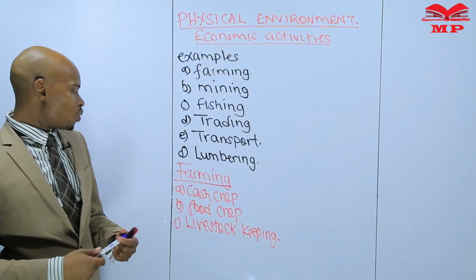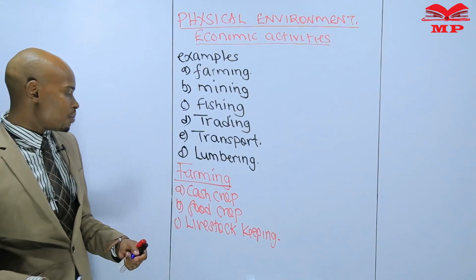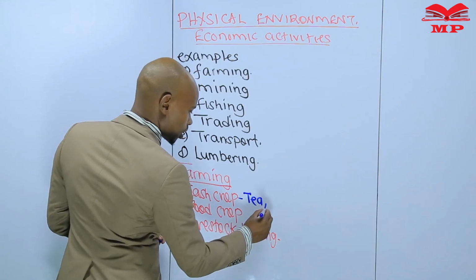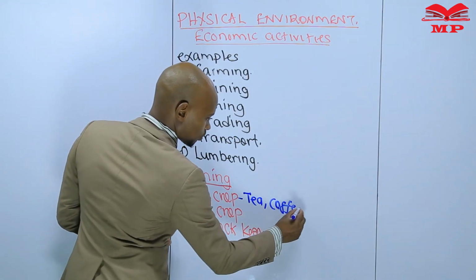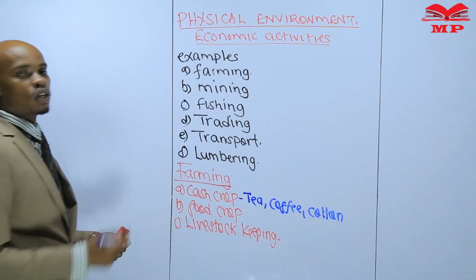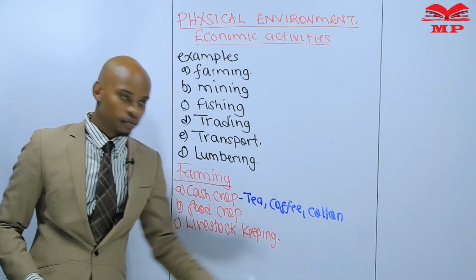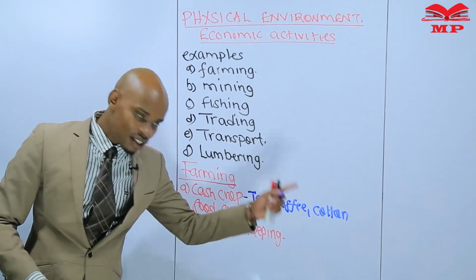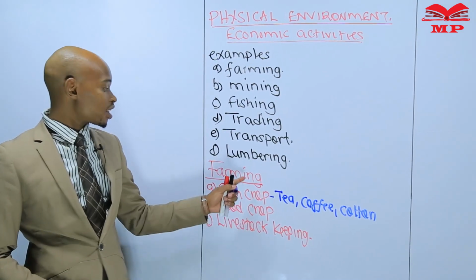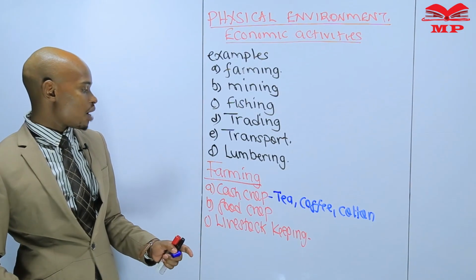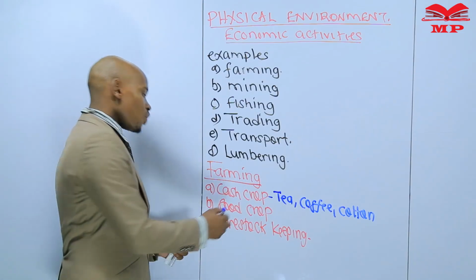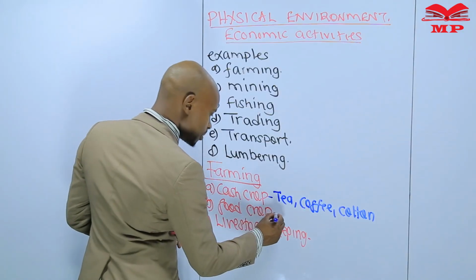Whenever there are cash crops in the map, these are crops like tea, coffee, cotton, sugarcane, sisal. These are not food crops. If they happen to be the only ones in that area, then the type of farming we shall say they are practicing is cash crop farming, because it is purely for cash crops.